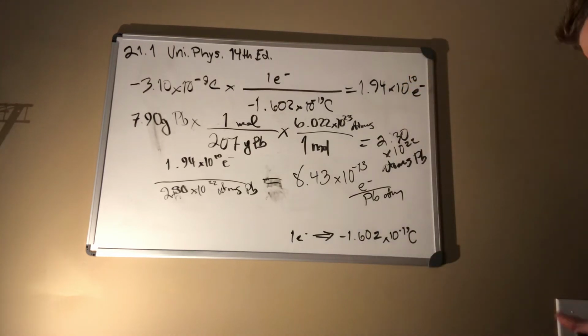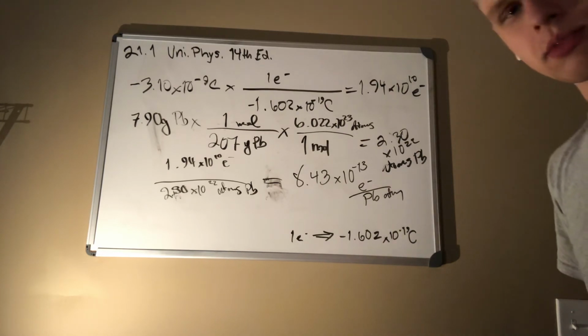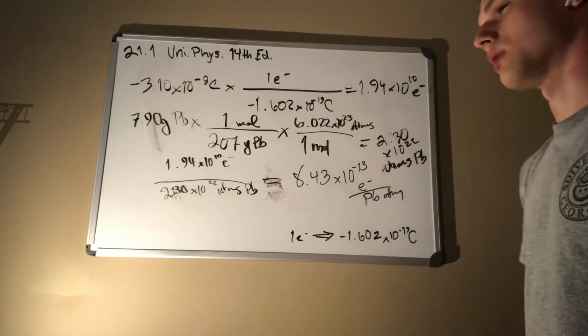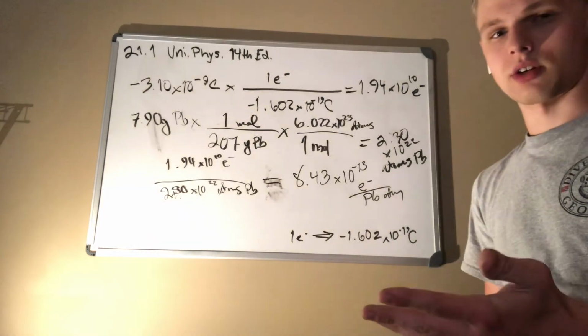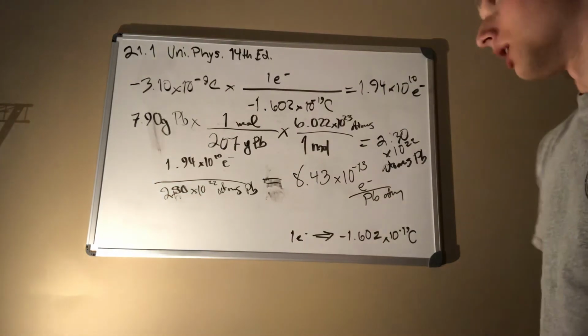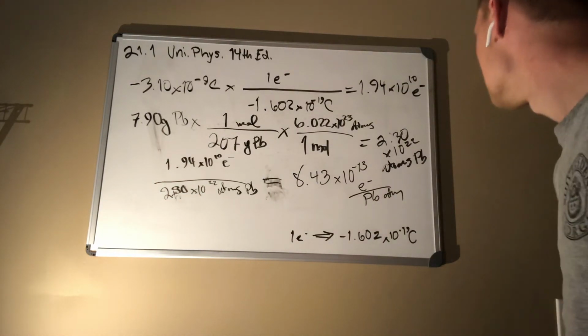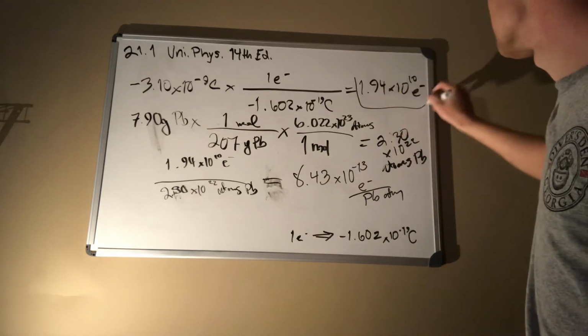And basically, the reason why we don't actually need the atomic number, I think that's just to maybe throw you off, is because it asks for the excess number of electrons per lead atom as opposed to the number of electrons per atom. So these will be your answers right here.